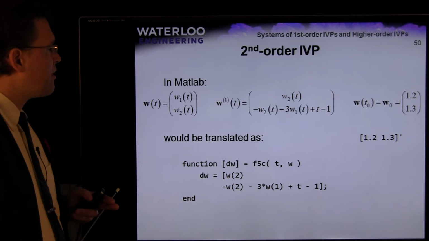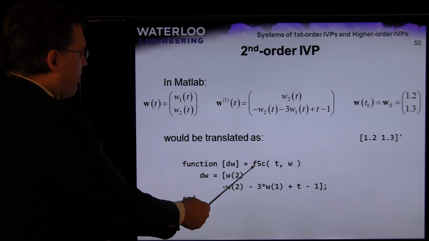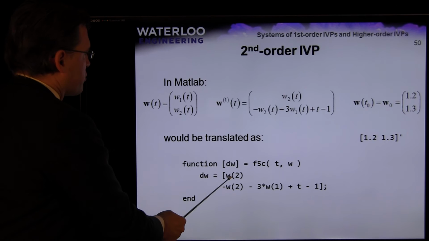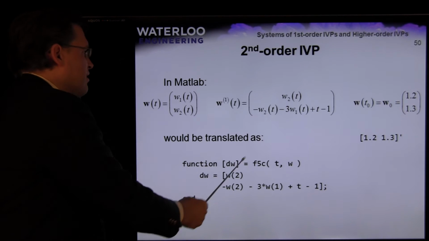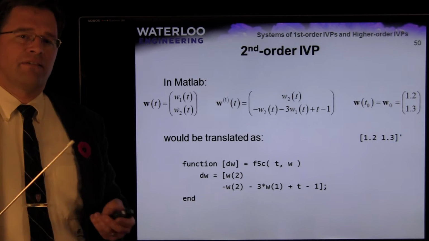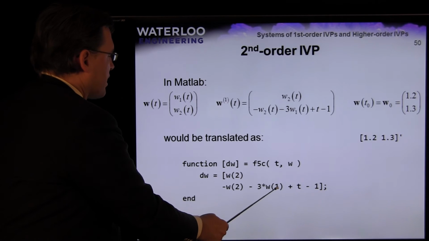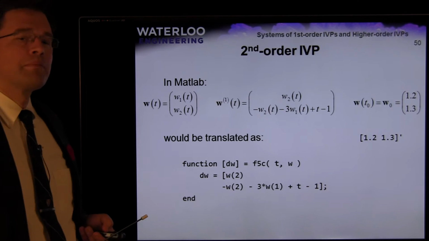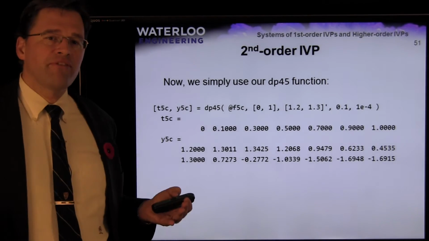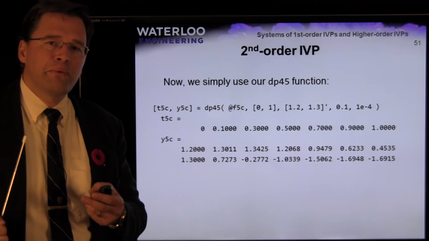So in Matlab, the initial conditions would be just a column vector of 2 entries, and this function would be defined as f(t,w), a function of both time and w. The first entry, the rate of change of the first entry, is just the second entry of this argument. The rate of change of the second function is just negative w2 minus 3 times the first entry, w1, plus t minus 1. And now, having modified ode45 previously, all we have to do is pass f, and we get the exact behavior that we want.